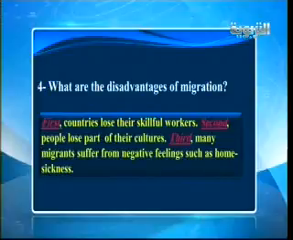First, countries lose their skillful workers. Second, people lose part of their cultures. Third, many migrants suffer from negative feelings such as homesickness. Now, notice that I have used first, second, third. Now, let's move to another question.